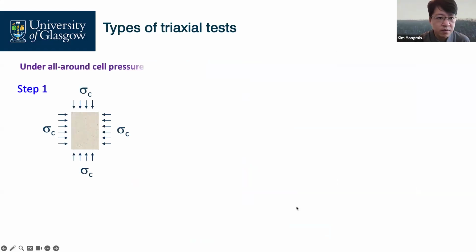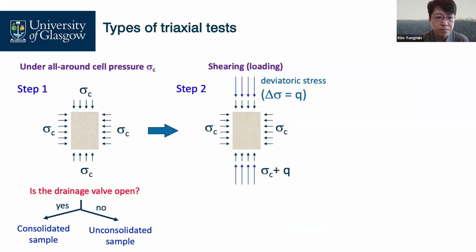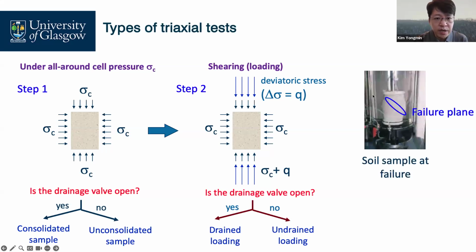So we have different types of triaxial test. This is the confining pressure step. In this step, we can choose whether we open the drain valve or not. And also we have the loading step, applying the deviator stress. In this case, we also decide whether to open the valve. After this, the soil will fail with a certain failure plane.